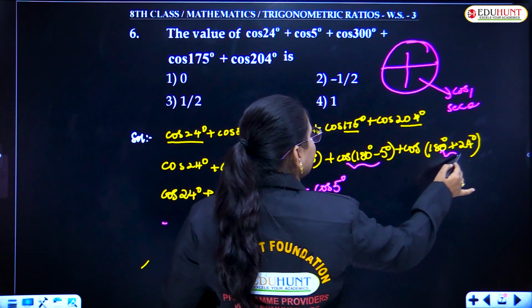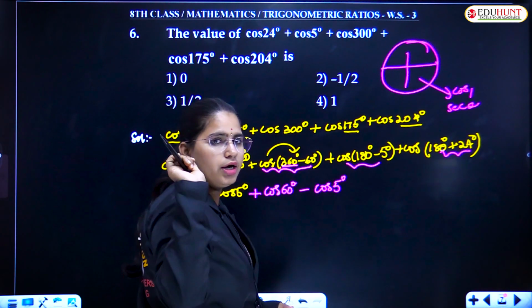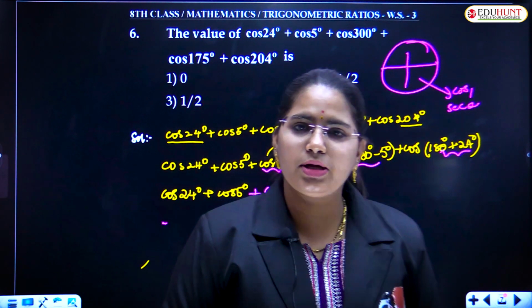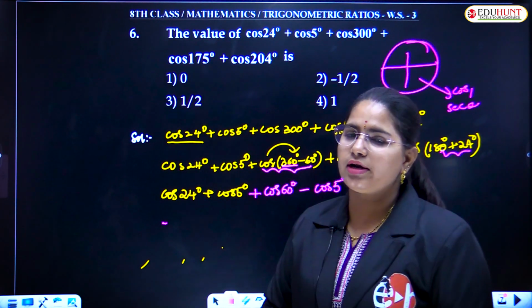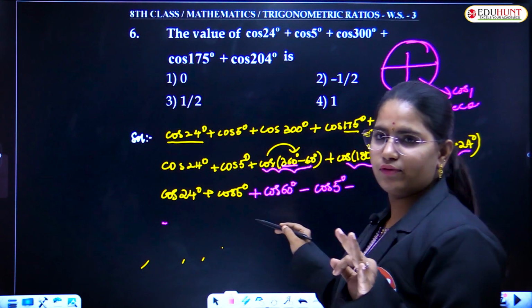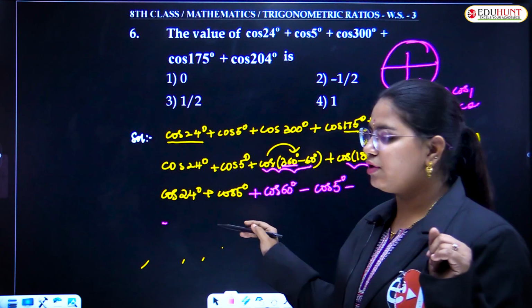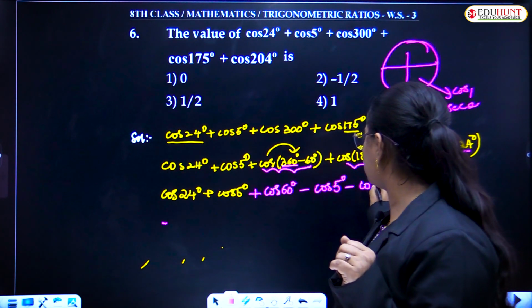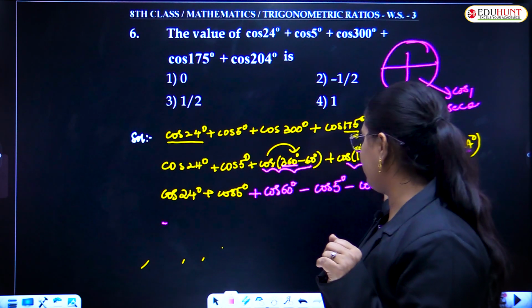Similarly, 180 plus theta belongs to the third quadrant, right? In this quadrant, cos will also become negative. So what I can do? Minus cos 24 degree, right?